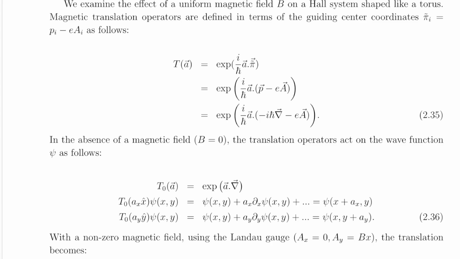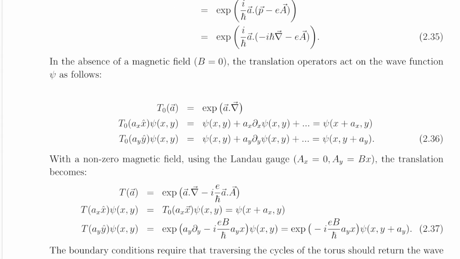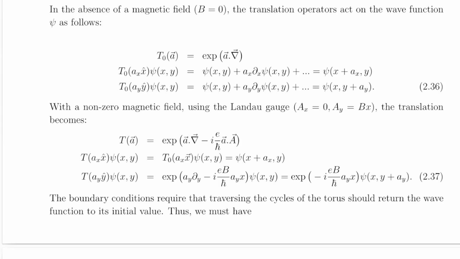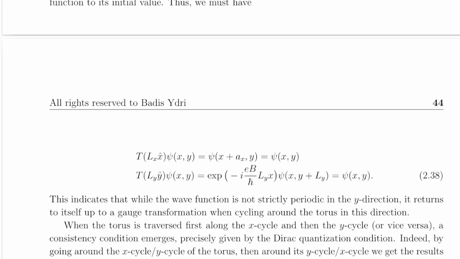Without a magnetic field, translations simply shift the particle along the torus. But when the magnetic field is present, translations pick up an extra phase, depending on the vector potential. Using the Landau gauge, where the vector potential grows linearly along one direction, the wave function obeys periodicity conditions, but only up to a gauge transformation.